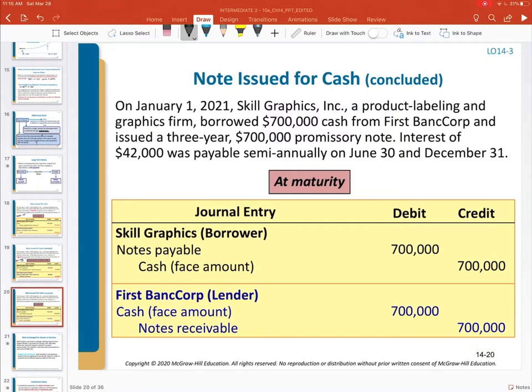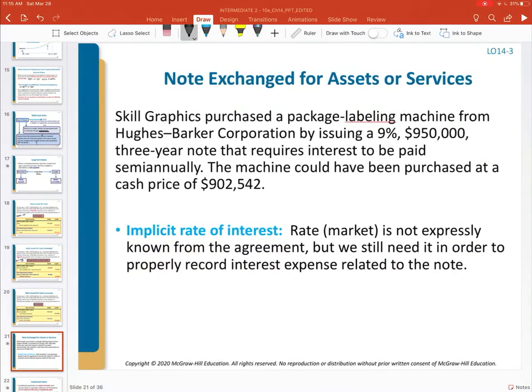So again, no premiums and discounts, because at the time that the negotiations are done, the borrower and the lender would agree to that market rate of interest. They sign on the dotted line. There's no time lapse between when the interest rate is selected and when the note is actually put in place. So because there's no time lapse, the stated rate is going to be equal to the market rate, which means we're not going to have any premiums and discounts.